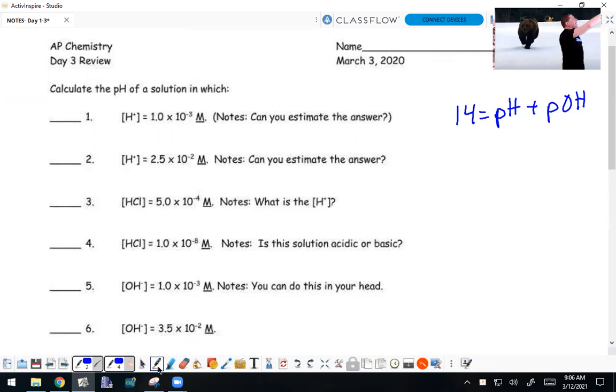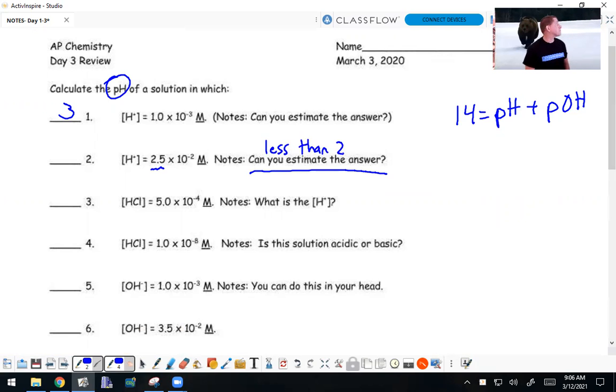All right, so the hydrogen ion concentration is 1.0 times 10 to the minus 3. Can you estimate the answer? We're looking for the pH in each of these. Yes, we can. The log of this would be negative 3, so the negative log of this is 3. Next one, we don't have 1 times, but we can estimate the answer. We know it's going to be a little less than 2. How much less? Well, we need our calculator for that.